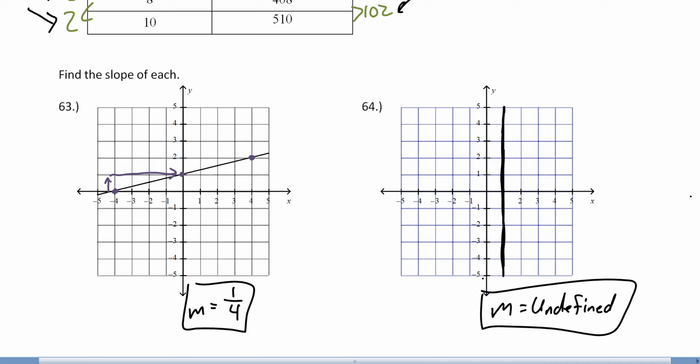So undefined. All right. Again, a horizontal line would be 0. A vertical line is undefined. Okay.